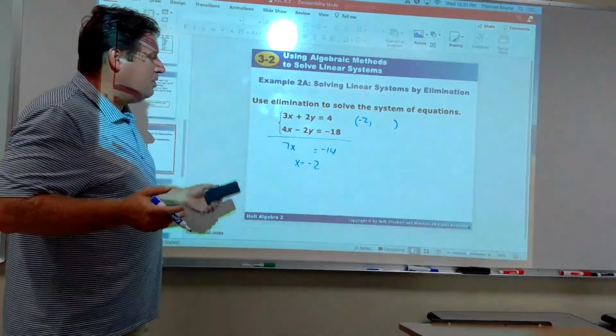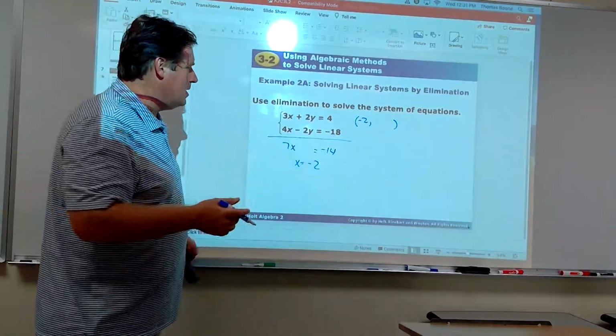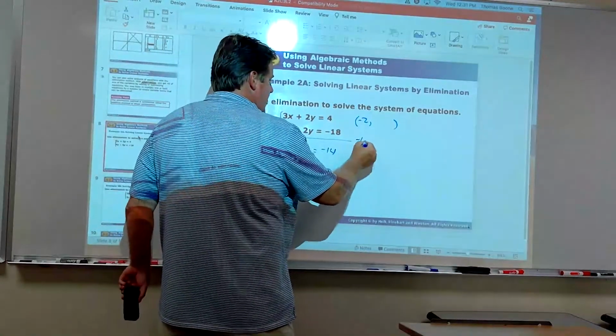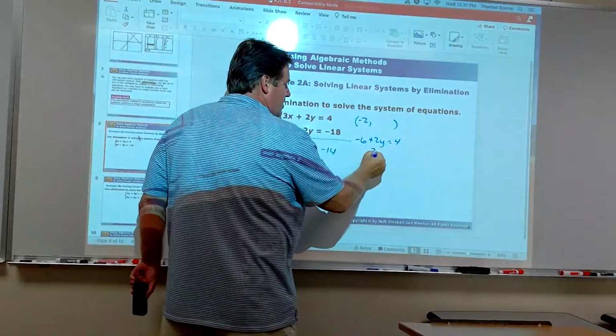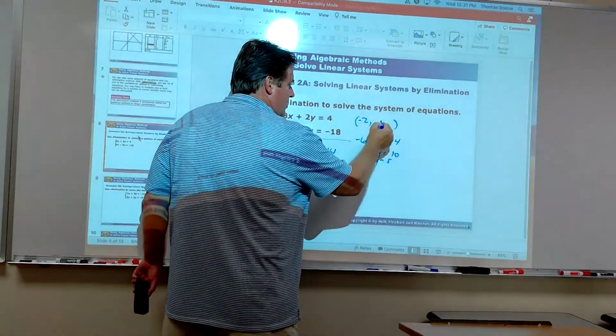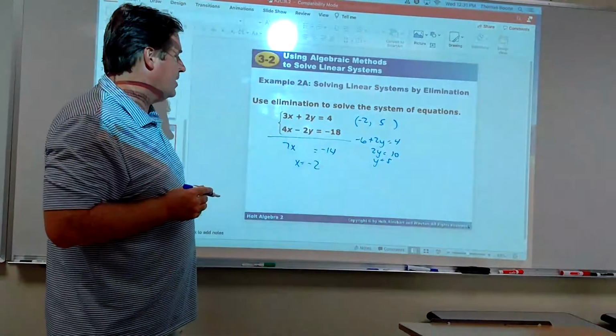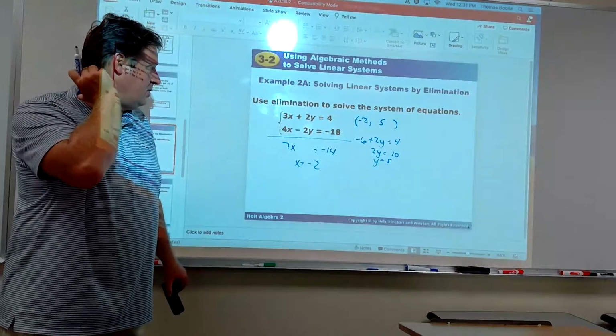All right, now again, your choice. You can put that x back into either one of the two equations. The top one looks a little easier to me, so let's see. We'll get negative 6 plus 2y is equal to 4. All right, so 2y would be equal to 10, and y would be equal to 5. So again, it looks like we're solved. It looks like they check out for both of those, and there we go.